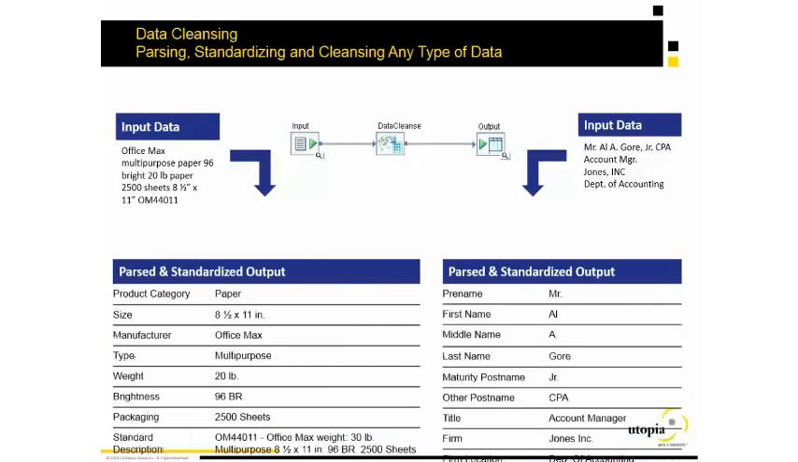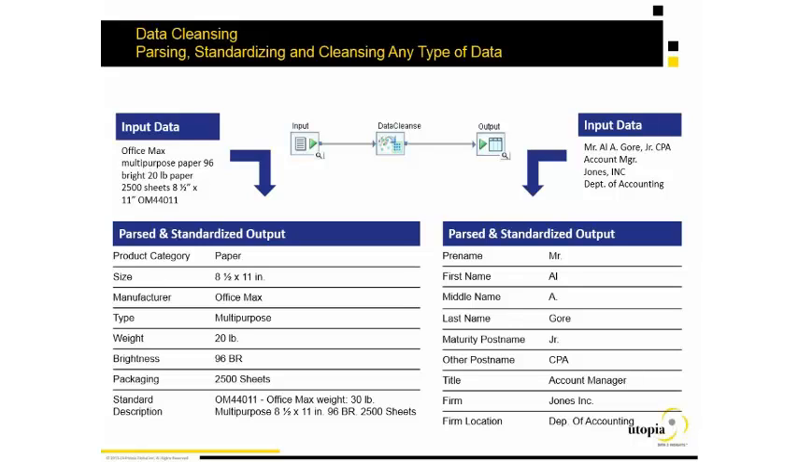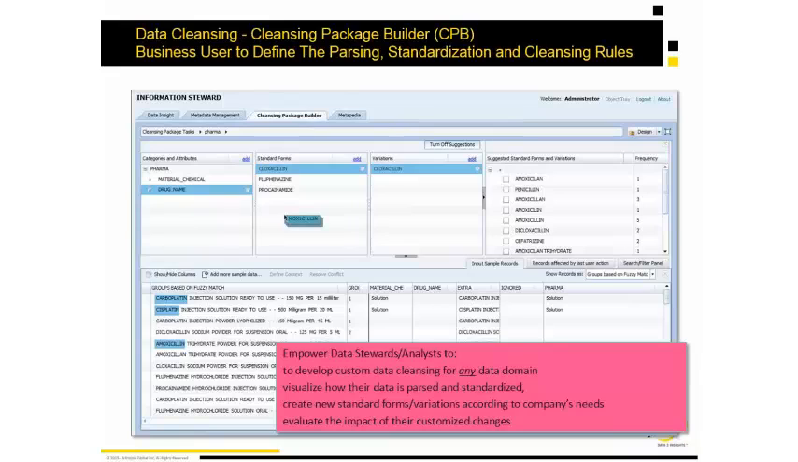Talk a little bit about the Cleansing Package Builder. On the left, at the top here, it shows you the Office Max multipurpose paper. Using Information Steward to go through and analyze this, break out the different pieces, and then ingest it into an empirical data source along with the rules, we're able to categorize, standardize, and parse this data into its proper taxonomy: product category, size, manufacturer type, weight. It's very complex when the data is not name and address type data. So Cleansing Package Builder gives you the ability to create these rules in a very fast and bulk fashion.